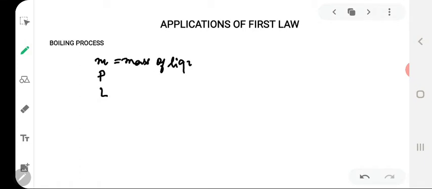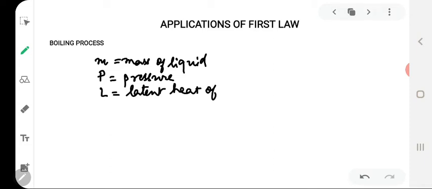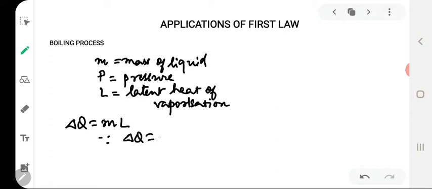So m is the mass of liquid, P is the pressure, L is the latent heat of vaporization. Then the amount of heat required to convert the whole of the liquid into vapor, if it is represented by delta Q, should be equal to m into L. Now from the first law of thermodynamics, we know that heat absorbed is equal to increase in internal energy plus external work performed.